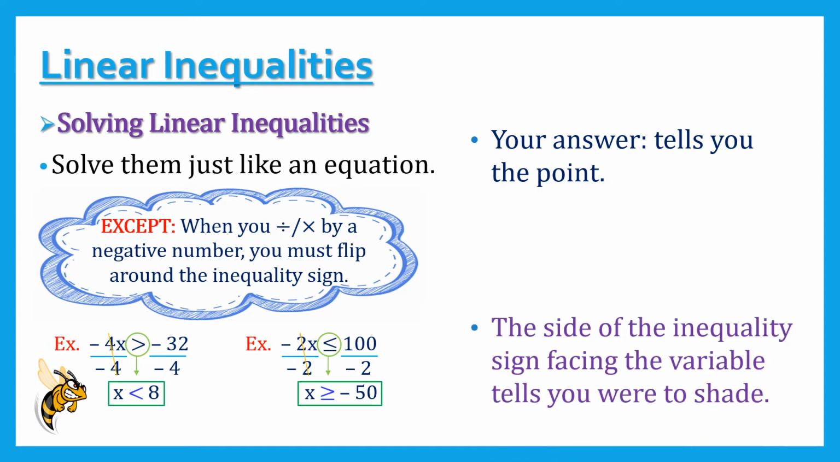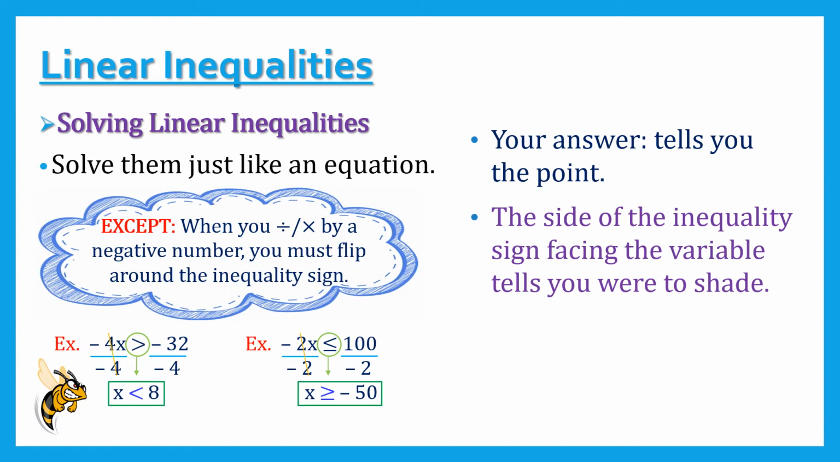Your answer tells you the point. The side of the inequality facing the variable tells you where to shade. I write it as a V because I don't want you getting the habit like, oh, that's the less than sign and that's the greater than sign, because it's all about which side the variable is on. The variable could be on the left or on the right side of the statement, so you want to pay attention to the variable. Be careful.